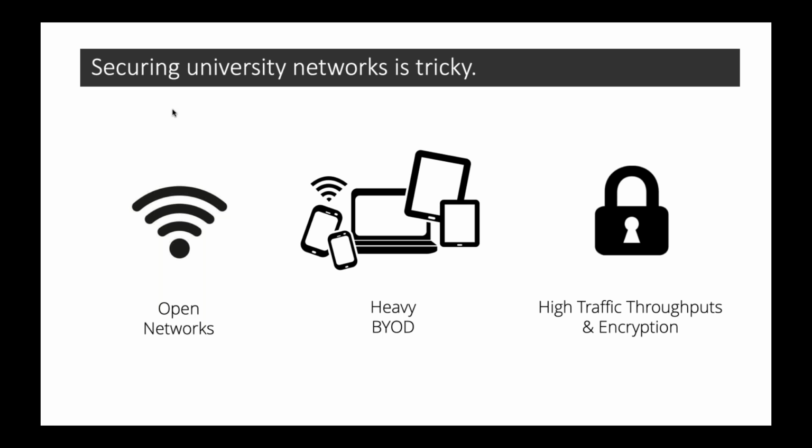And lastly, many universities are dealing with high throughput environments, 100 gig plus, and with lots of encrypted traffic. You've got lots of sensitive communications, lots of email that's encrypted crossing the wire on networks at university campuses. So all combined, it's a pretty challenging picture to secure university networks. You don't have a lot of the controls that you would have in a corporate environment where you can lock things down more tightly and more tightly control those endpoints.